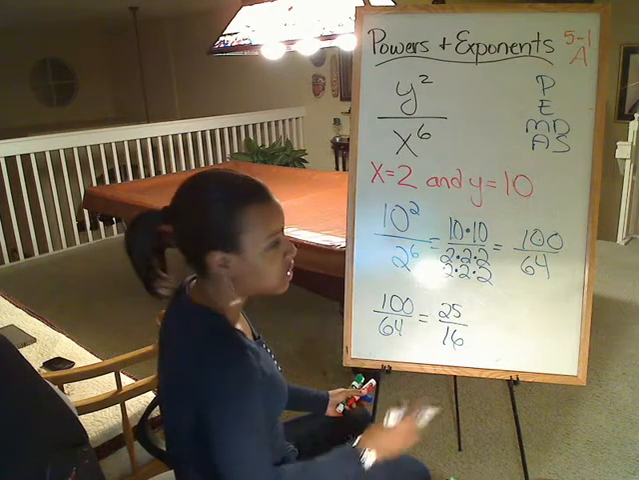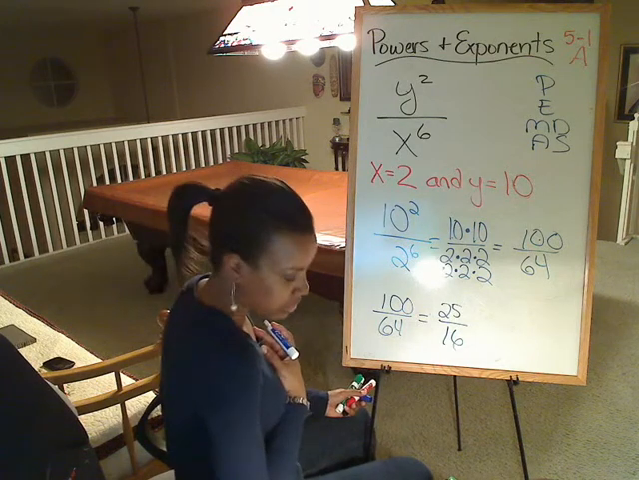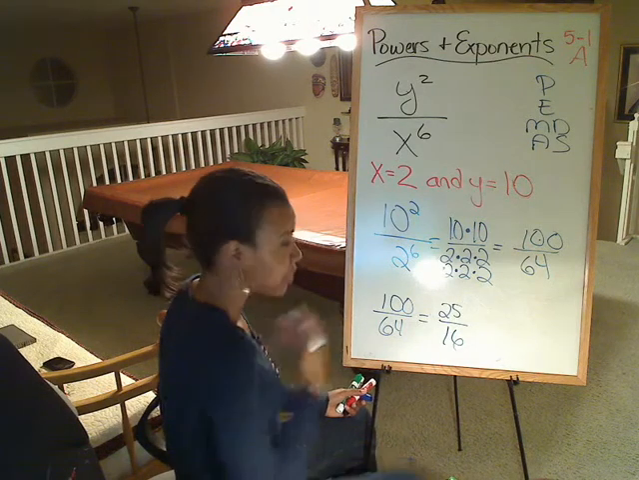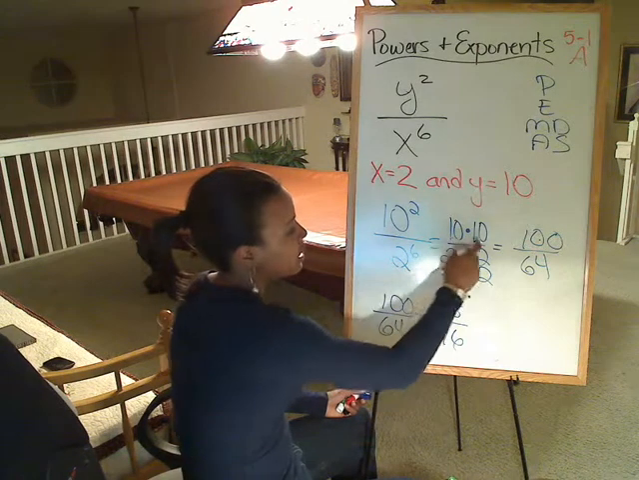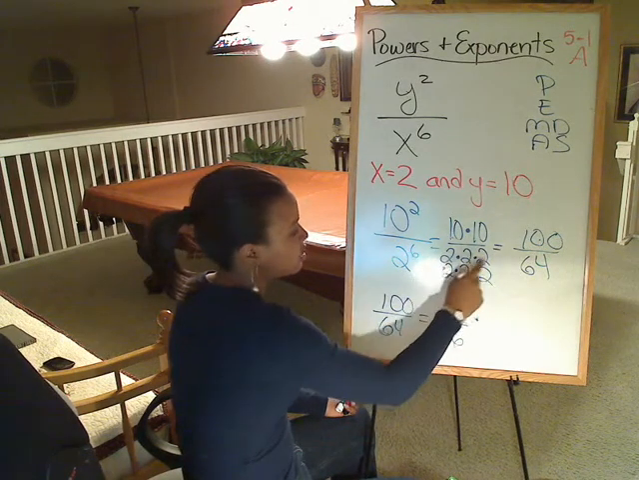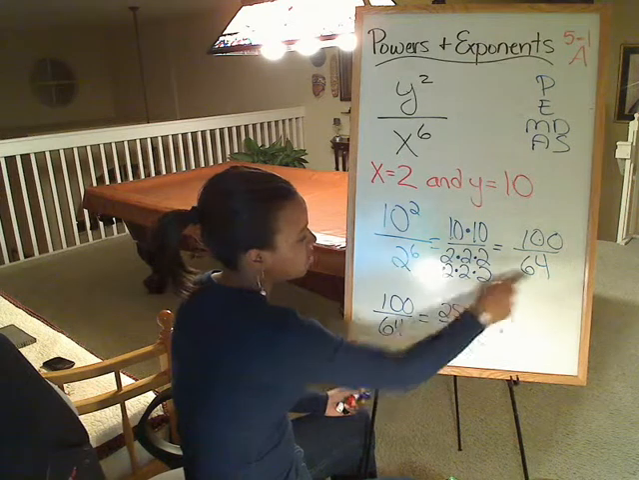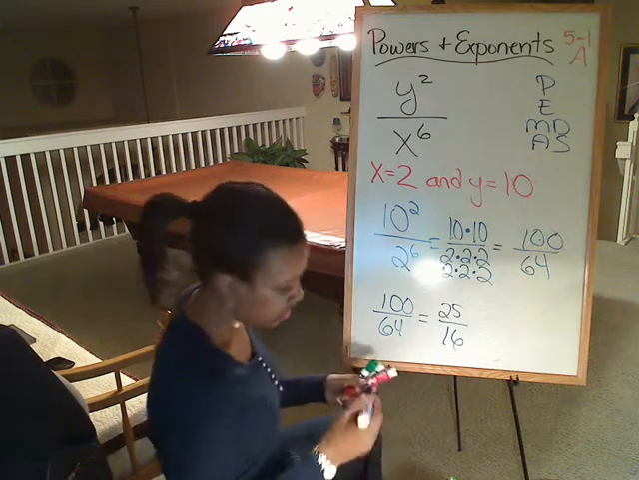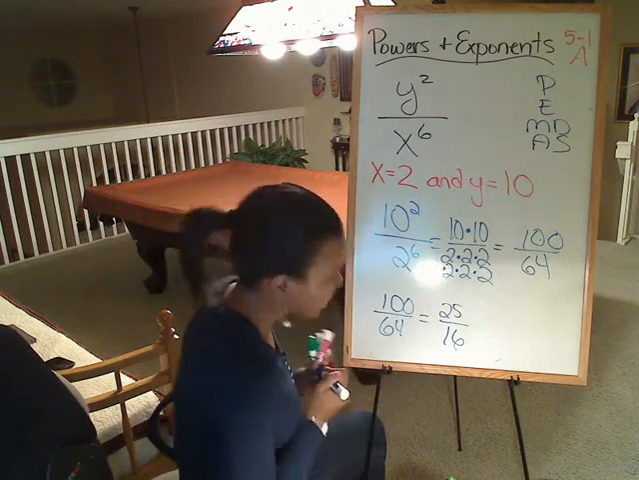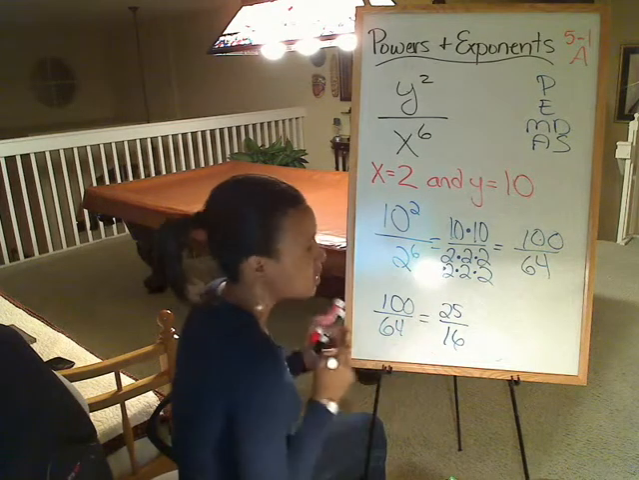That's fine. So just make sure you don't do what I did, or actually do what I did, check your work, because you can make a mistake. 10 times 10 is 100. 2 times 2 times 2 times 2 times 2 times 2 is 64. Plus, you're doing it with a calculator, so you hopefully won't make that mistake. And you get 25/16 as your final answer.